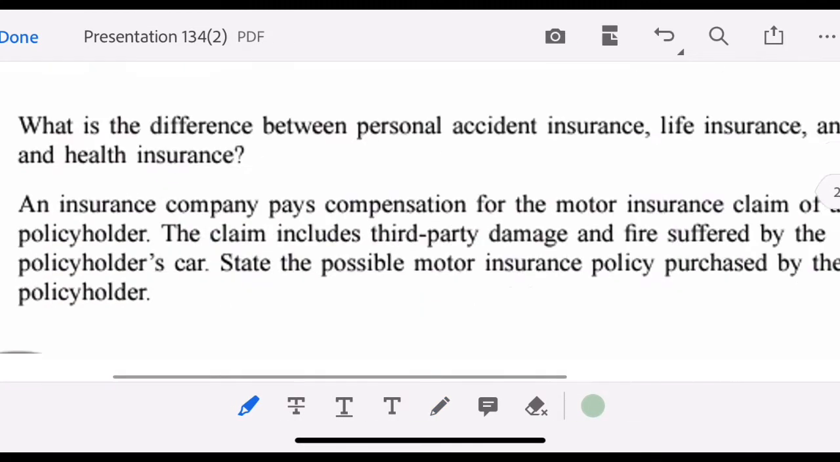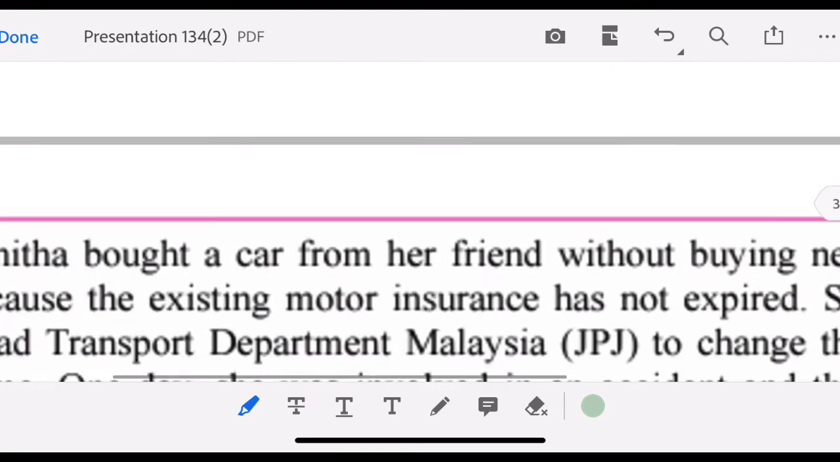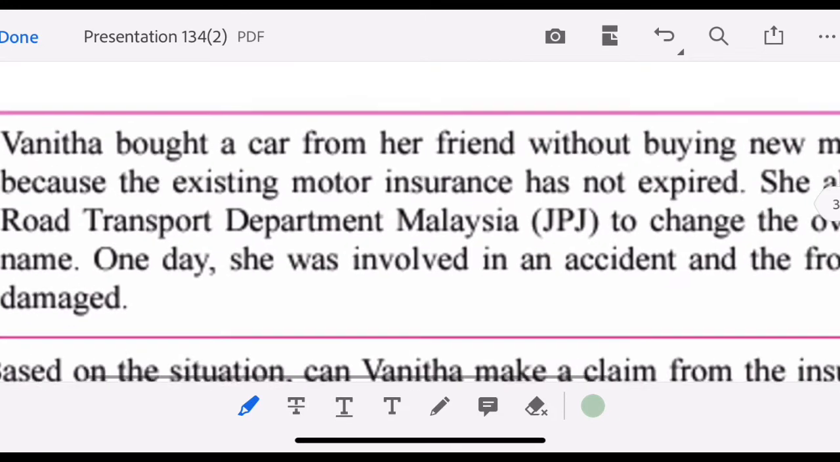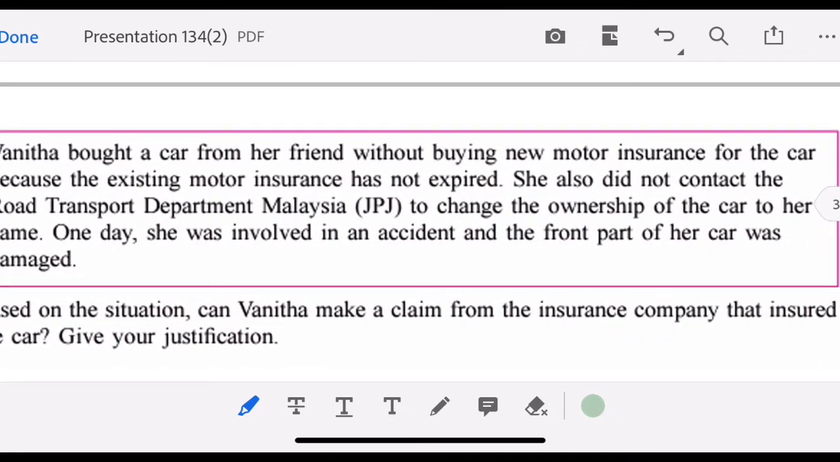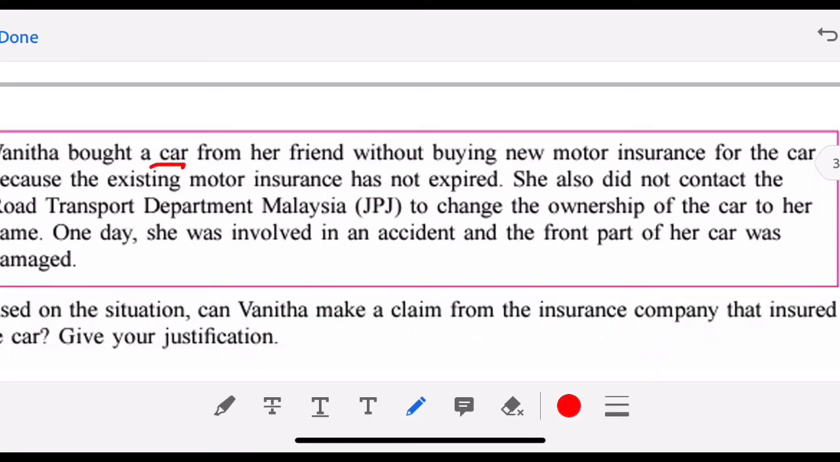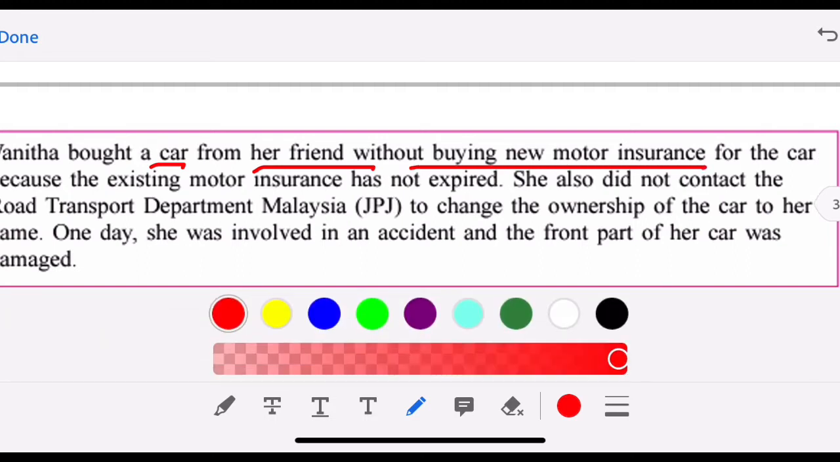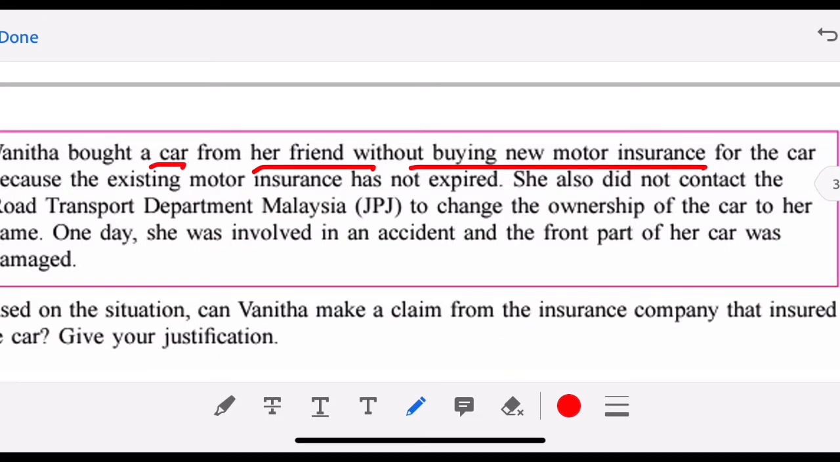Okay, so let's see question number 5. Okay, let's see the case study here. Juanita bought a car from her friend without buying new motor insurance for the car because the existing motor insurance has not expired. This is a very common case.